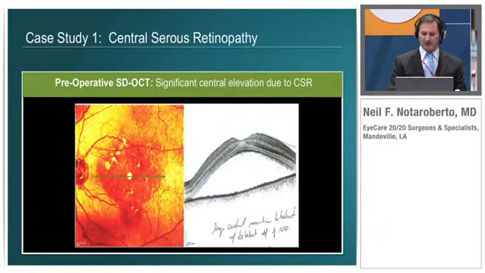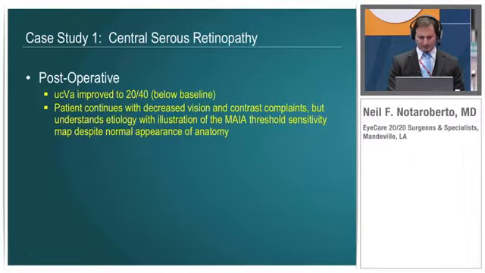This was the preoperative anatomic findings here. You can see the large area of damage. And postoperatively, the patient improved to 20/40. Still below baseline. We had some old data on the patient. He was 20/20 beforehand.